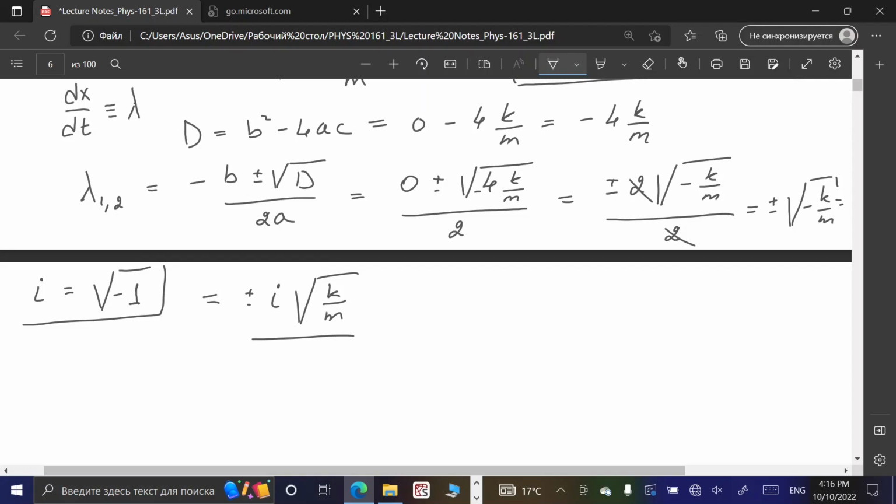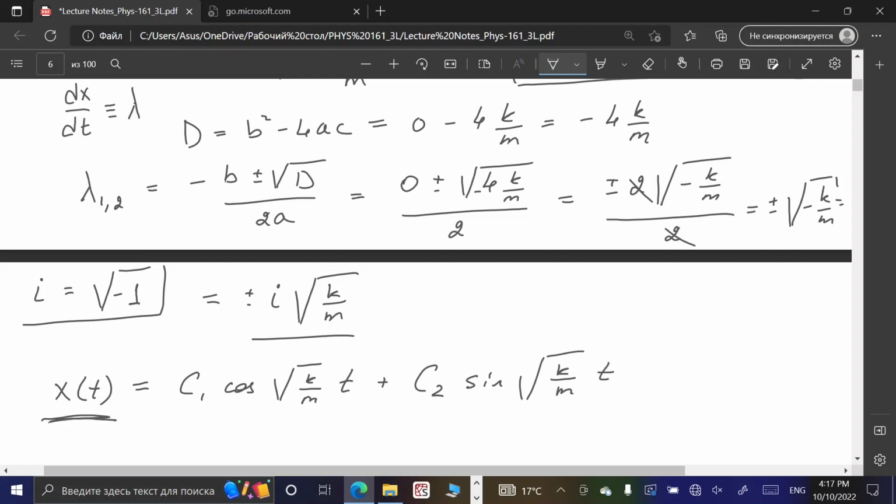If you check the tables for solving second order linear differential equations for these conditions of solution for the characteristic equation, you will see that the general function, which will be considered a solution for our differential equation, will look like the following. It will be c1 times cosinus square root of k over m times t plus c2 times sinus square root of k over m times t. So that is exactly what we want.